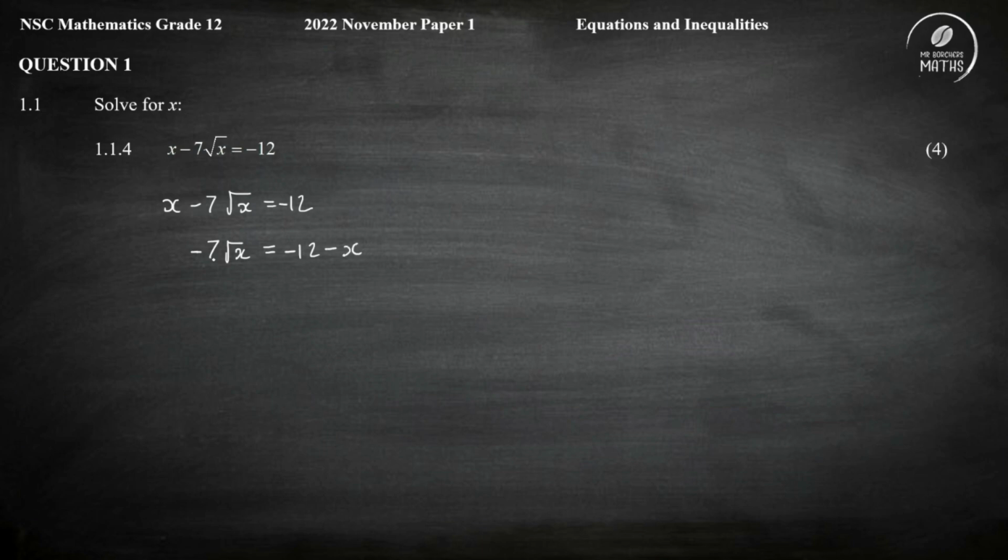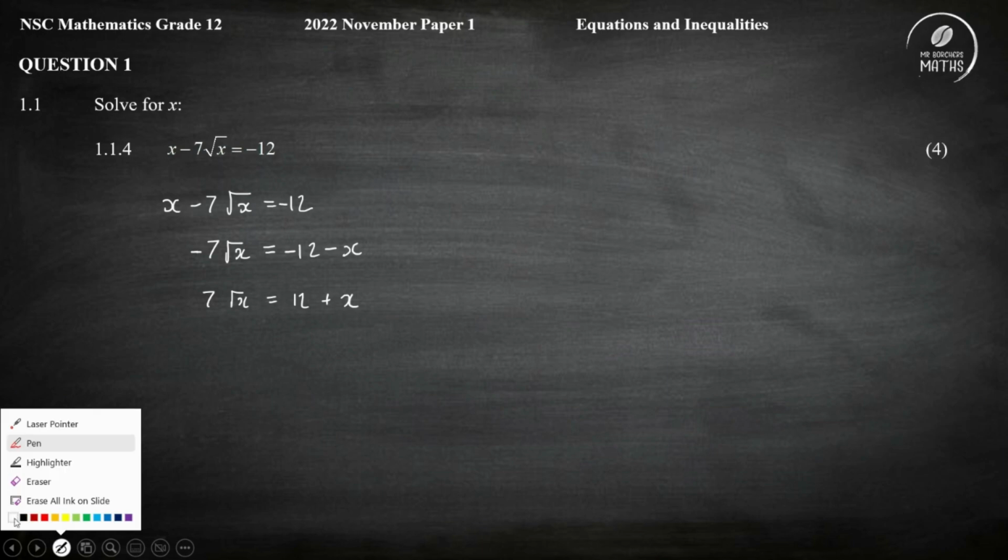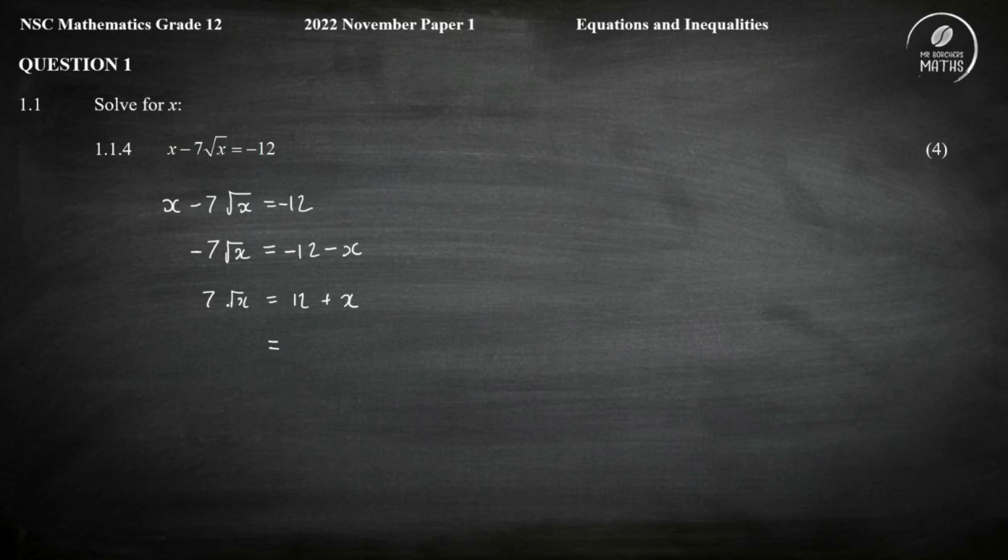subtract x. Now what might help here is to multiply every single term by negative 1, so that we have 7 root x equals 12 plus x. And instead of 12 plus x, it might be easier just to think of that as x plus 12. So in our next line of working, where we have to square both sides, where we've got to square the 7 root x, and we need to square the 12 plus x, it might be easier to think of that as x plus 12. And we will square both sides.